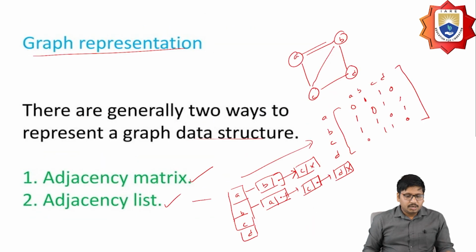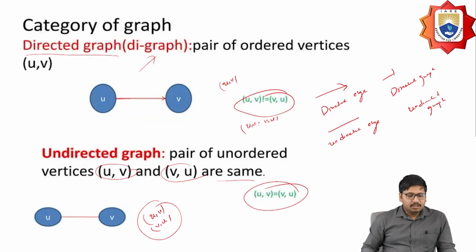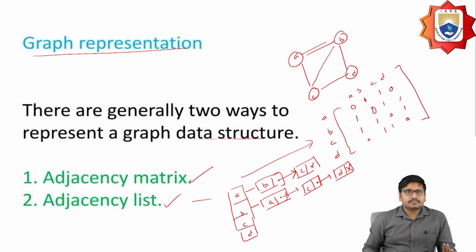In this one, I discussed what a graph is. A graph is nothing but a collection of points in the plane, which we call vertices or nodes, connected by means of line segments called edges or arcs. There are different types of graphs, like directed graph and undirected graph. A digraph is a pair of ordered vertices, and an undirected graph means a pair of unordered vertices.